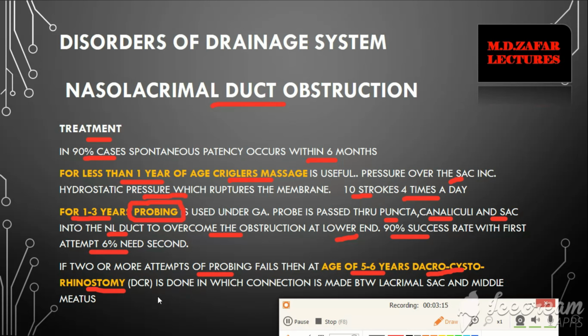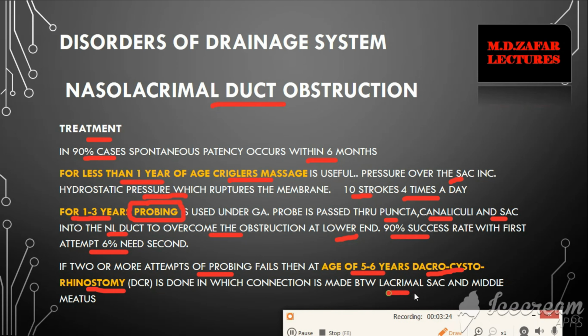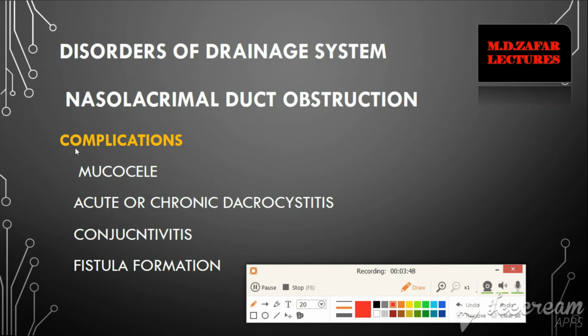dacryocystorhinostomy, which is also the treatment for adult nasolacrimal duct obstruction, in which a connection is made between the lacrimal sac and the middle meatus to allow the flow of the tears into the nose so that there is no more obstruction, and it resolves the condition. The complications include mucocele formation, dacryocystitis, we will talk about this in detail, conjunctivitis, and fistula formation.